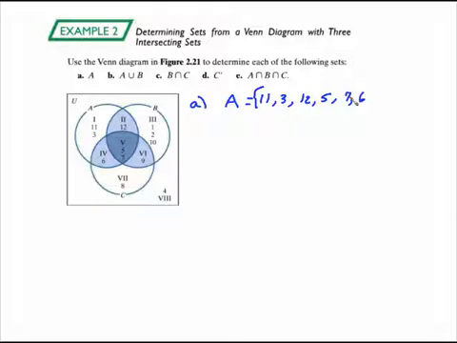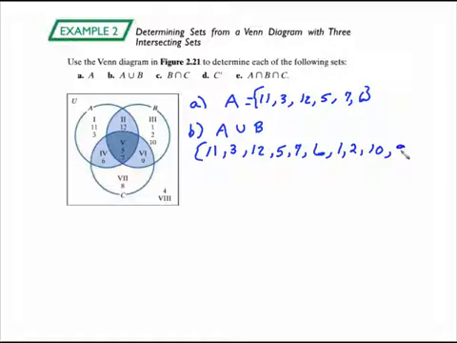And remember, you can put that in any order you want. I just looked at it kind of counterclockwise. Then we want B, which is asking us to do A union B. A union B is everything that's in A, B. So starting over here is 11, 3, 12, 5, 7, 6. Notice that's what I had in A already. And then I want to unite that with the stuff in B. I've already named these things, so right here will be 1, 2, 10, 9.